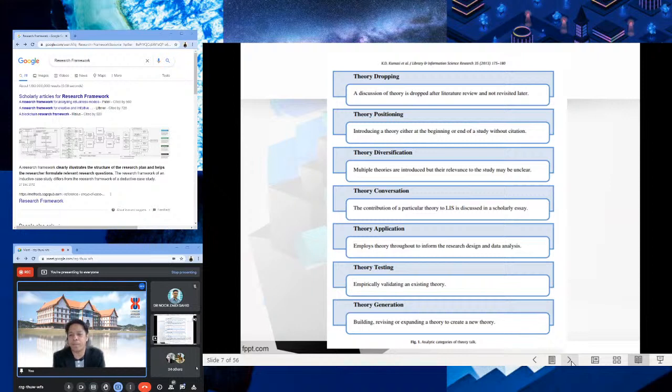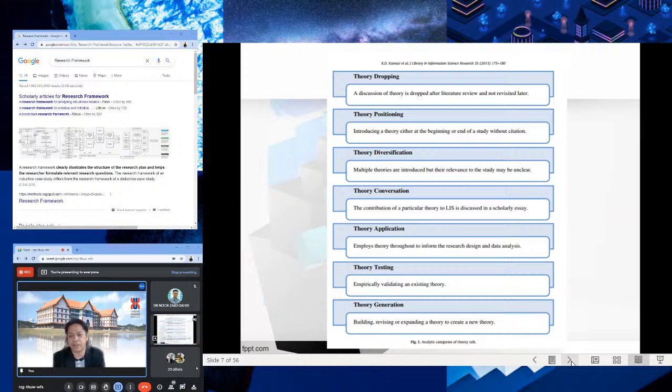The next one is theory diversification. It is about multiple theories that are introduced as relevant to the study, because for some theories we need to understand clearly the theory that we use before we adopt it in our research.